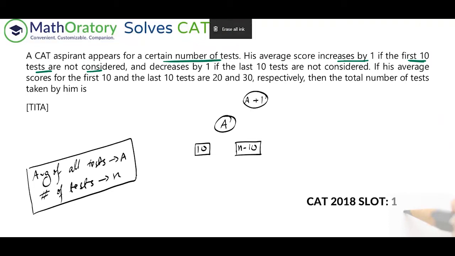And later on, it tells us, if you read this part, the average score for the first 10 is 20. So first 10 is 20. So this is the first 10, right? So the first 10 will have an average of 20. So this is one allegation chart that we have.